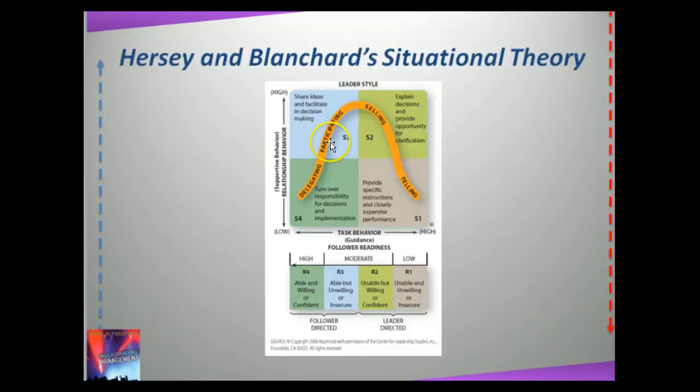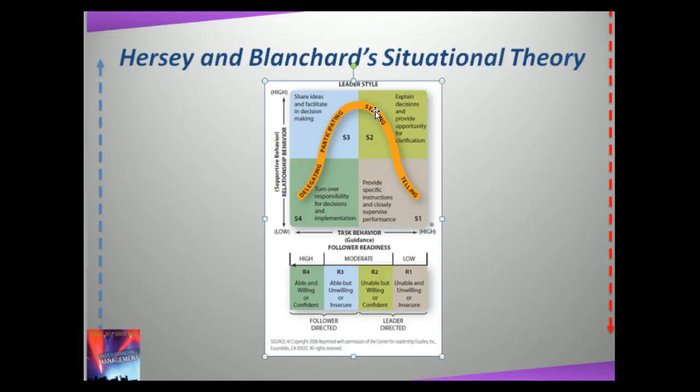The telling style, if you can see, over here, reflects a high concern for tasks and a low concern for people and relationships. This highly directive style really involves giving explicit directions about how tasks should be accomplished. Whereas the selling style right here is based on a high concern for both people and tasks.